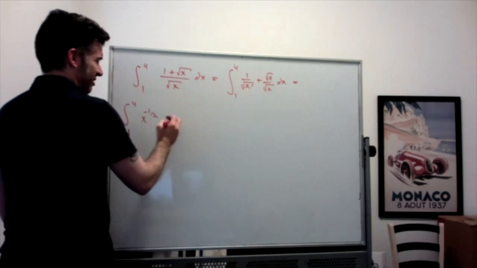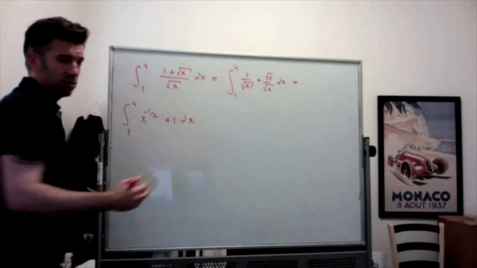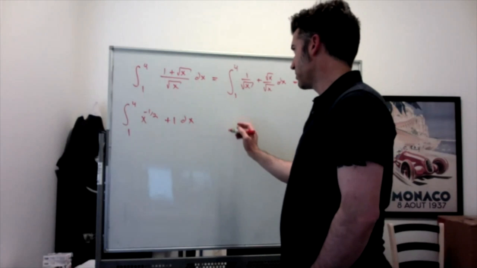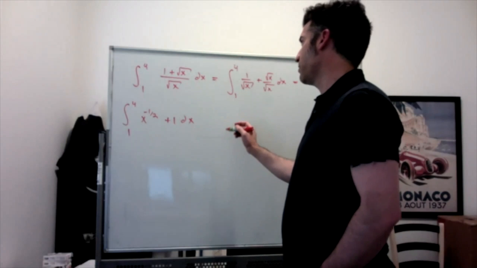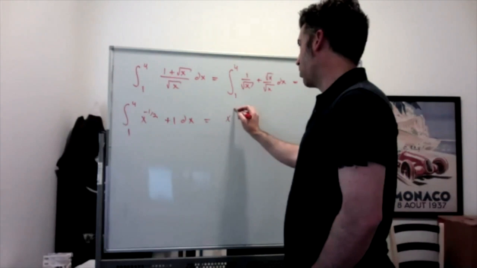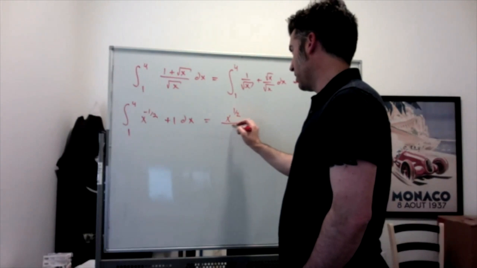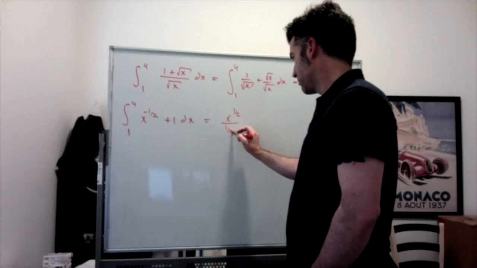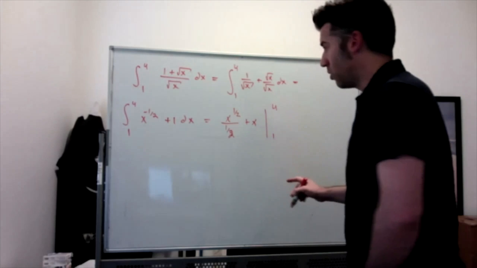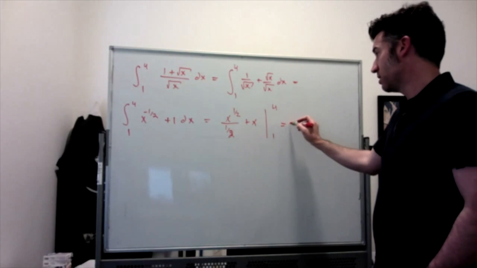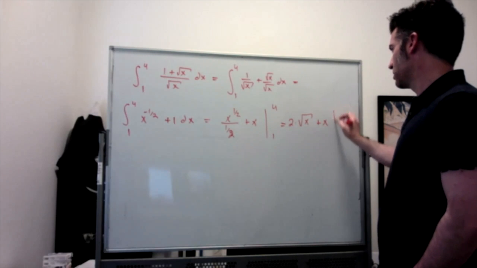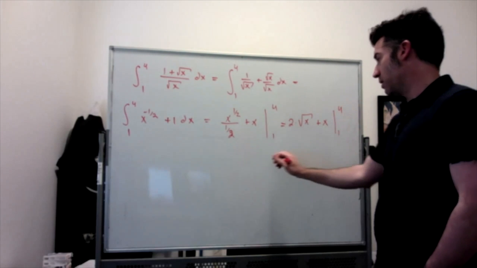And root x over root x is just 1. So now we're going to anti-differentiate. We're going to get, let's see, I should have done this differently. Oh, well, that's fine. So we're going to get x to the 1/2 divided by 1/2 plus x from 1 to 4. Or I would prefer to write this as 2 times the square root of x plus x from 1 to 4. And then we can plug in.